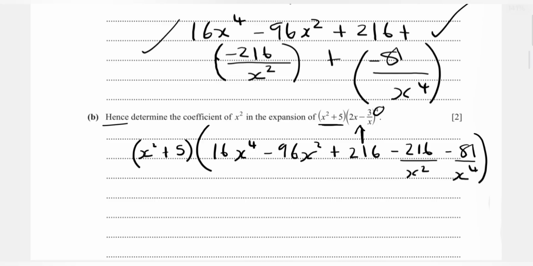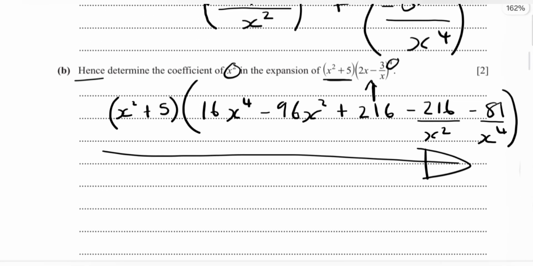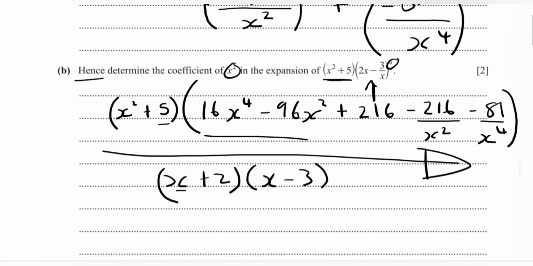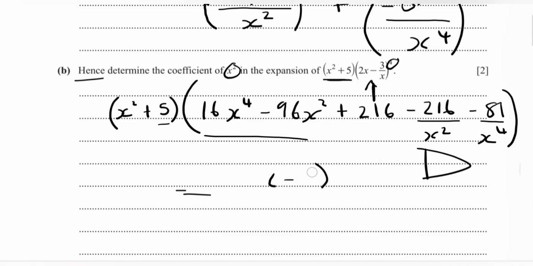And from this whole thing, we're going to fish out terms in x squared. We can get those by first multiplying. If we're to expand this, we multiply everything in the second bracket by x squared first, then we multiply everything by 5, just like when we're expanding (x plus 2)(x minus 3). We say x times x, then x times this, then 2 times this, and 2 times this. That's the same here. So we're using the same concept.